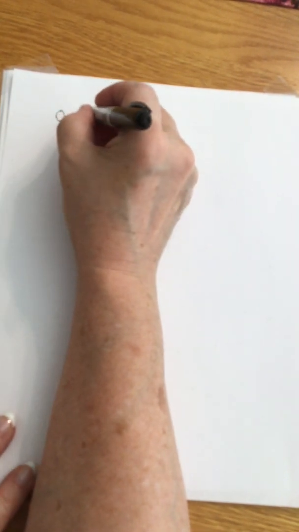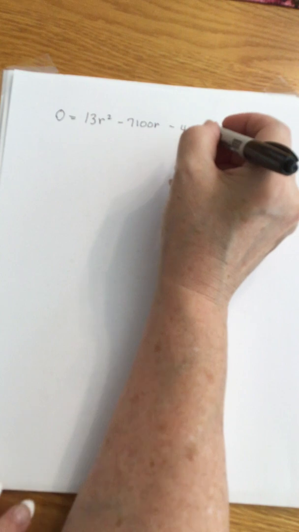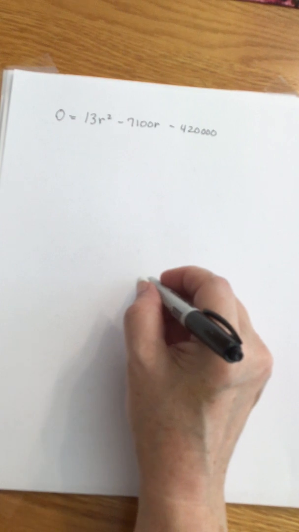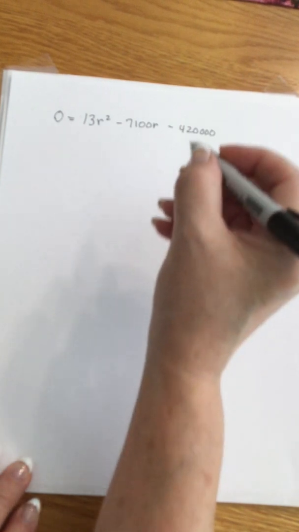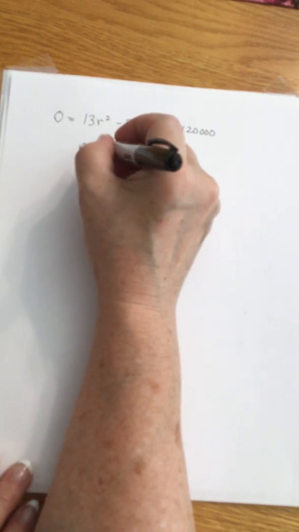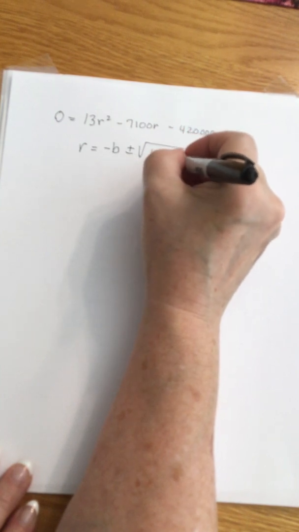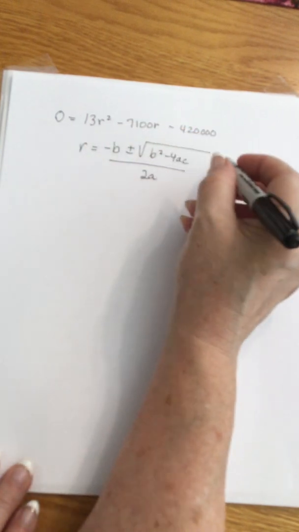So we left off with 0 equals 13R squared minus 7,100R minus 420,000. So what we're going to do then is we could either try factoring to see if factoring will work, but we're going to just go right into the quadratic formula. So we're going to have R equals negative b plus and minus the square root of b squared minus 4ac all over 2a. Because r is our variable this time, there's no x there.